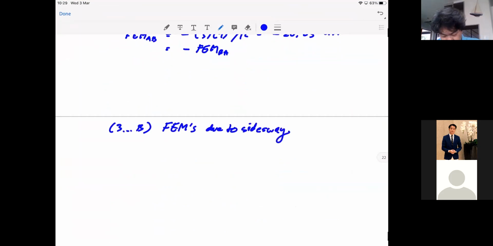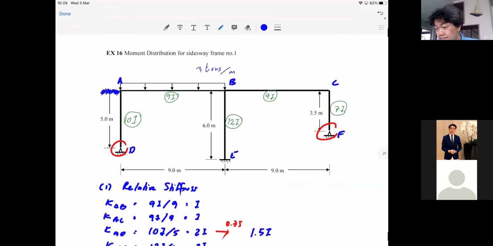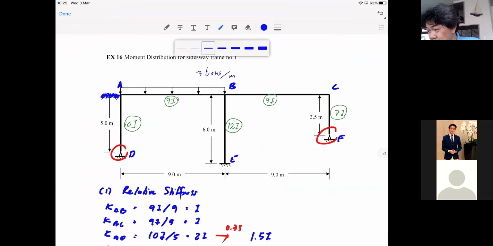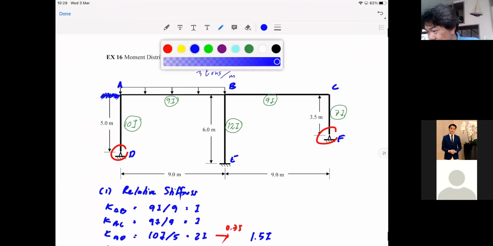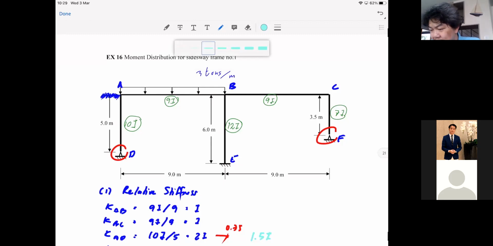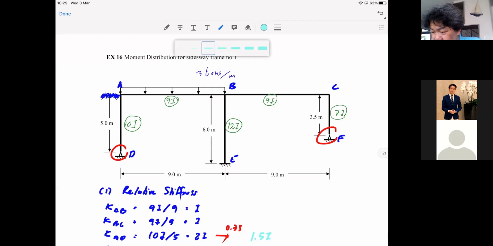Okay, now you go back to this frame, and I can use a different color. Let's use the blue one. You know that when the side sway is going to occur, your deflected shape should look like this, and then this, and then this. Your unknown is one delta, right? They all sway with delta. That's delta, that's delta, and that is also delta.